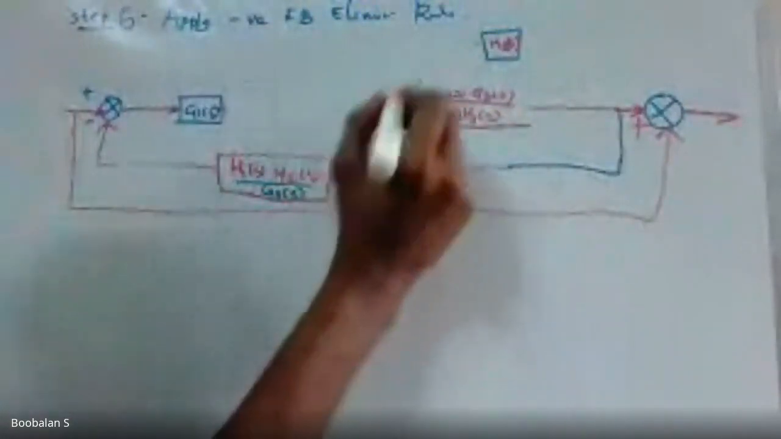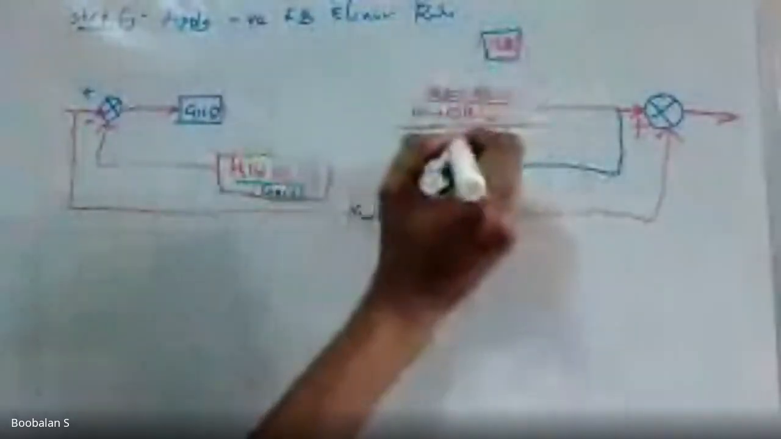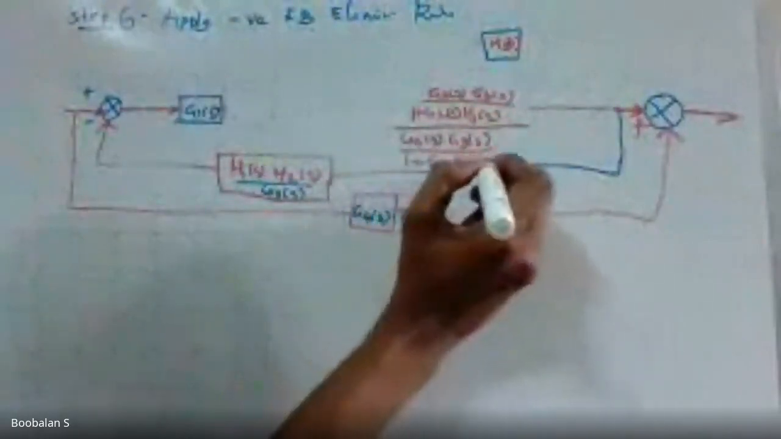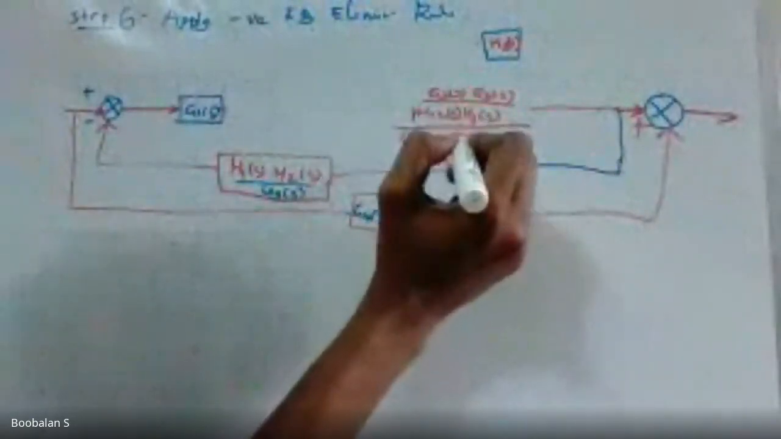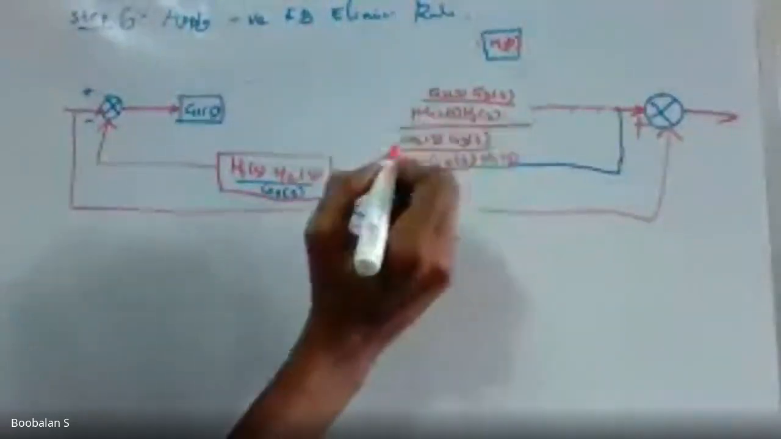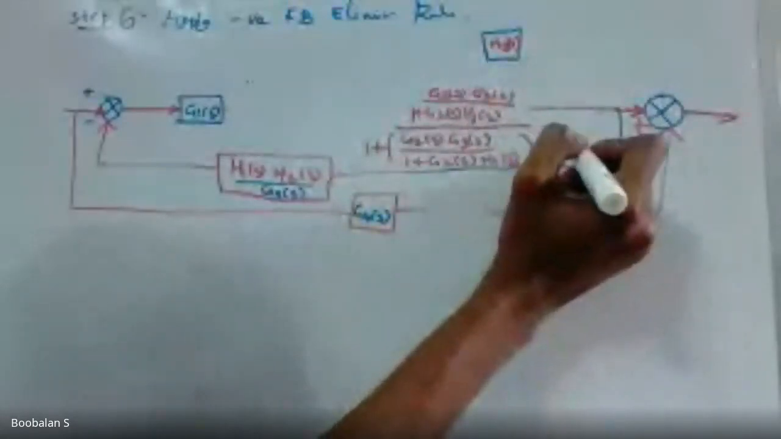So this is what a G. One second, I'm just going to repeat it. G2 of S, G3 of S, total divided by 1 plus G2 of S, H1 of S. This is what my G divided by 1 plus, right? G divided by 1 plus G into H2 of S. That's all.